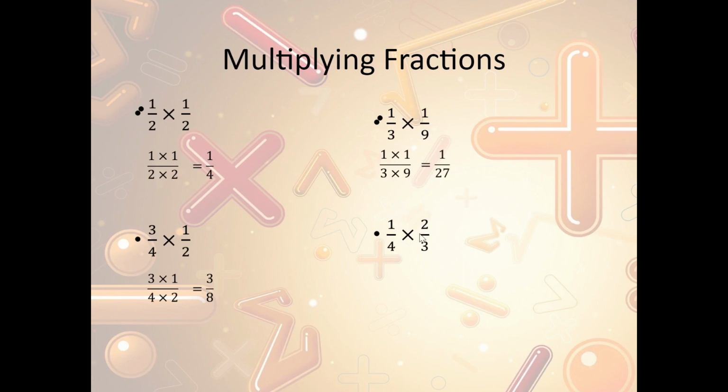Now we have 1 over 4 times 2 over 3. Well, we're going to multiply the numerators, 1 times 2, and the denominators, 4 times 3. So 1 times 2 is 2, and 4 times 3 is 12. Remember, we always need to simplify. So is there anything in common between 2 and 12? Well, we notice that 2 is, so we're going to divide both the top and bottom by 2. So 2 divided by 2 is 1. 12 divided by 2 is 6. So we get 1 over 6.